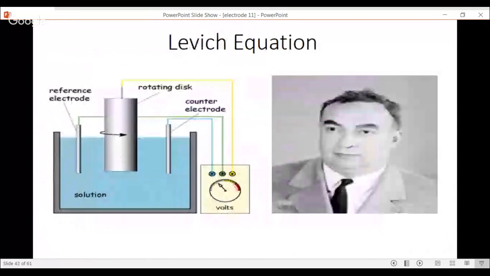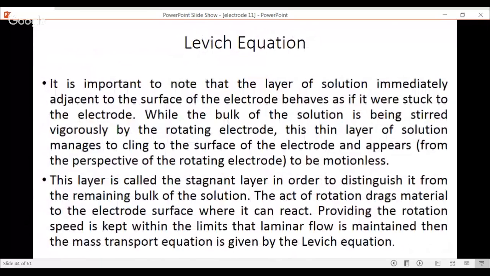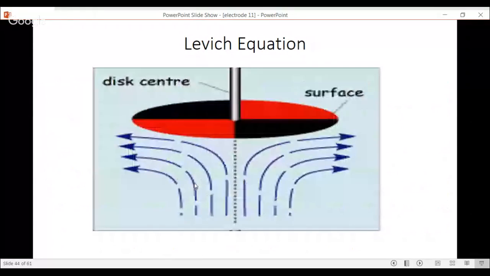So it is important to note that the layer of the solution immediately adjacent to the surface of the electrode behaves as if it were stuck to the electrode, while the bulk of the solution is being stirred vigorously by the rotating electrode. This thin layer of the solution manages to cling to the surface of the electrode and appears, from the perspective of the rotating electrode, to be motionless. This layer is called the stagnant layer in order to distinguish it from the remaining bulk of the solution. The bulk of the solution is undergoing changes, whereas the stagnant layer at the electrode remains the same.